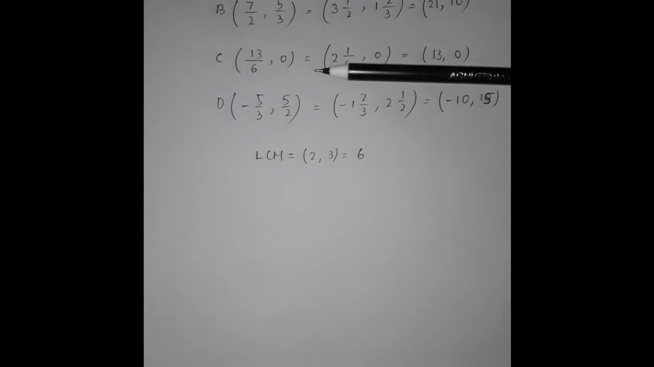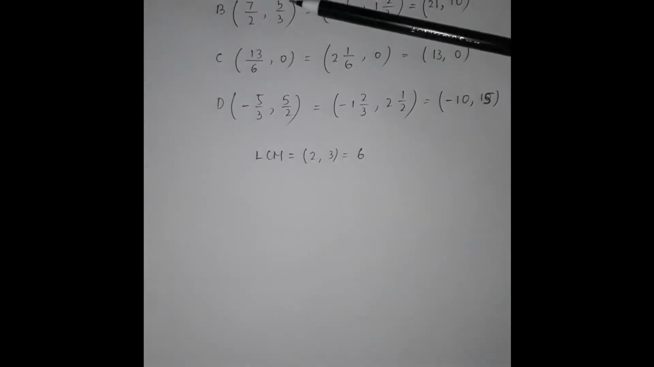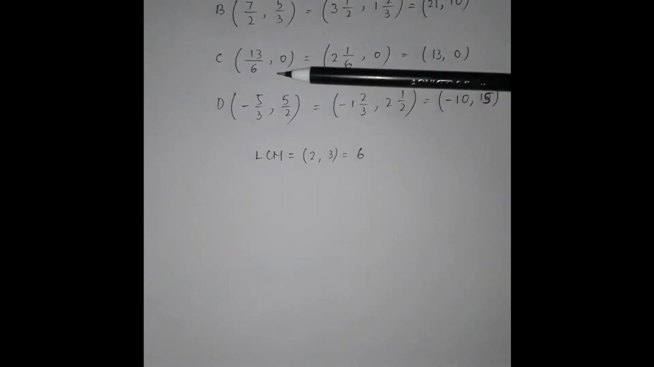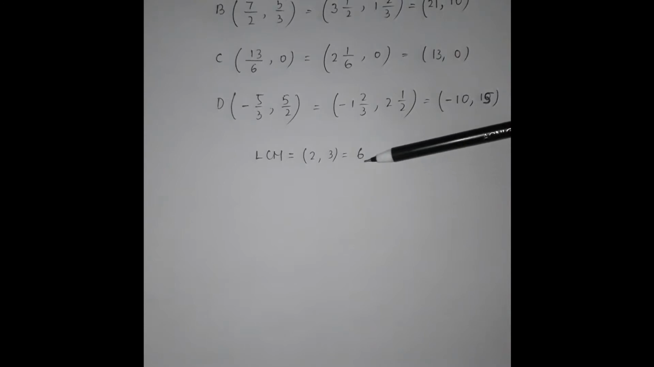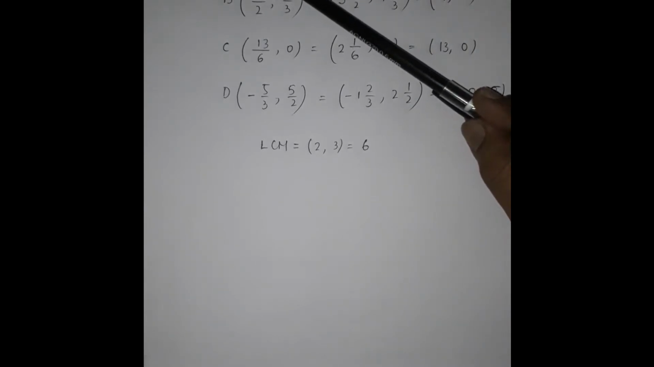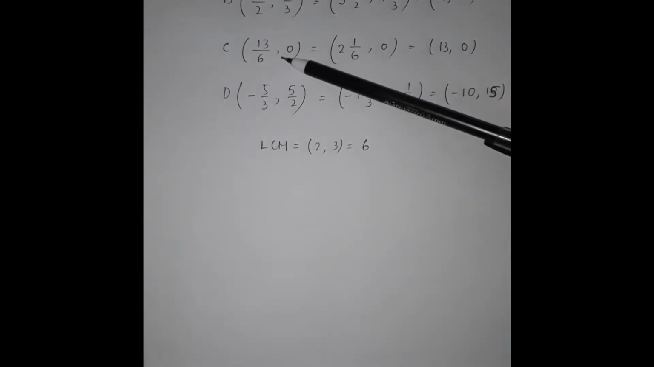Now to represent it in a graph paper, we take the LCM of the denominators 3, 2, 3, 6, 3, 2. So the LCM of 2, 3 and 6 is 6. Now multiply the coordinates with 6. So we'll get (8, -6), (21, 10), (13, 0) and (-10, 15).